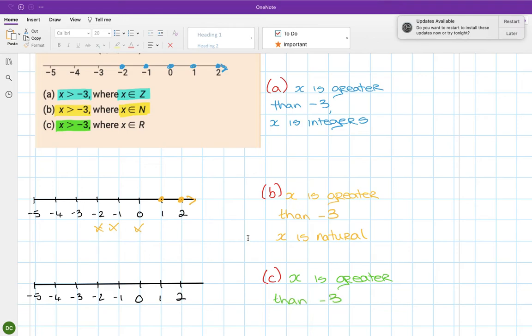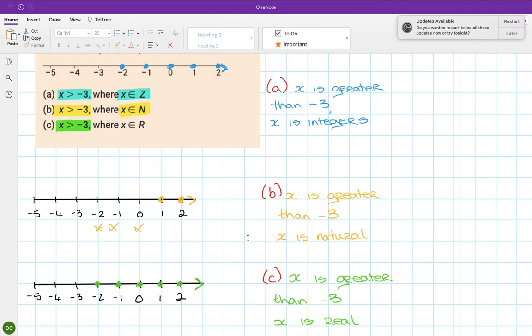But this time, x is real. Yeah? Okay, so greater than -3, as we said, is -2. And -2 is real, so that's fine. -1, 0, 1, 2. They're all greater than -3 and real. Would it continue? It would. So I'm going to put my arrow down.